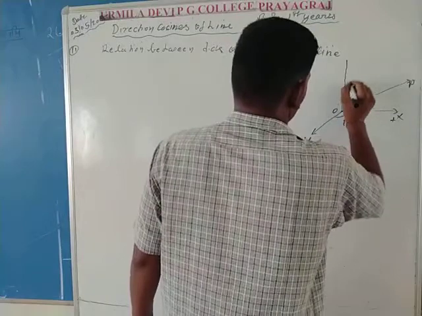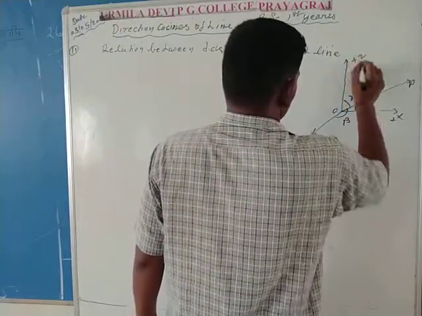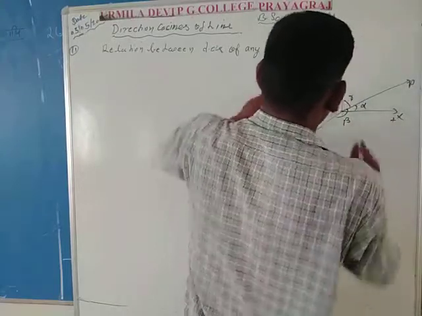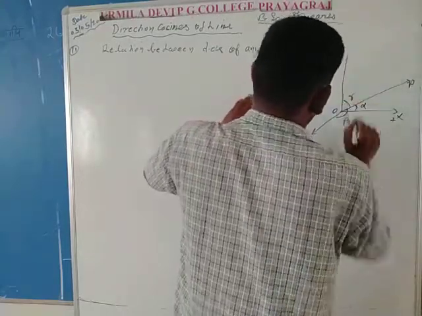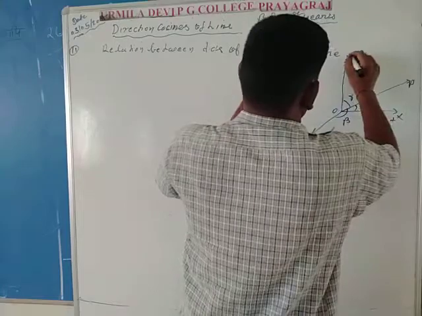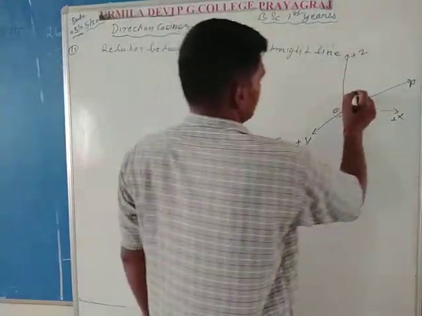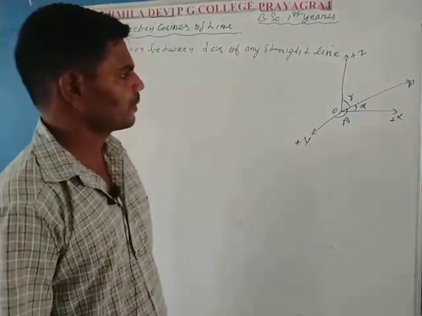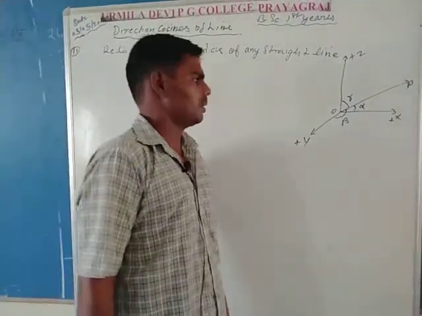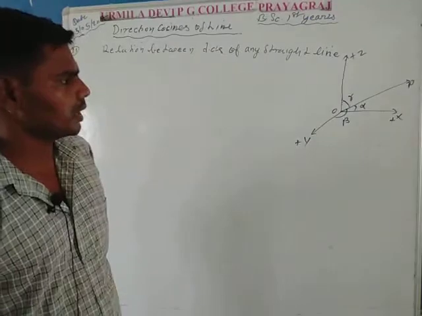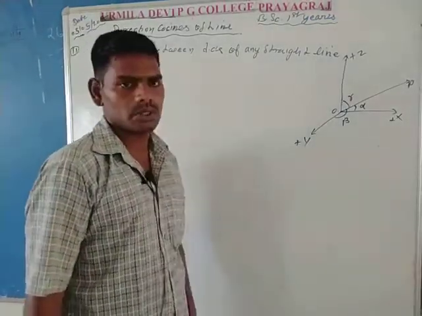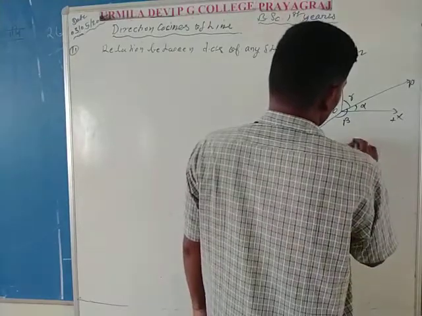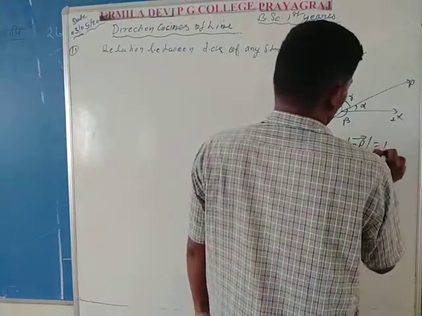Draw a figure with the positive z-axis. The figure will be the same as in the article first. Suppose that any directed line, a straight line OP, makes angles alpha, beta, gamma with the positive x-axis, positive y-axis, and positive z-axis. Also suppose that the mod of vector OP is equal to 1.